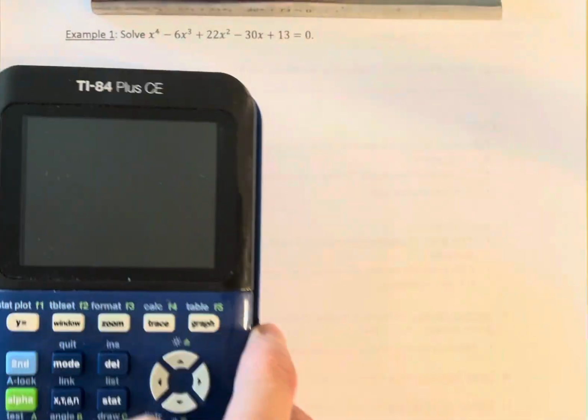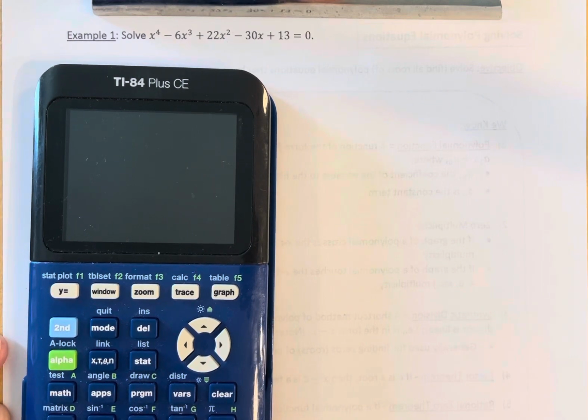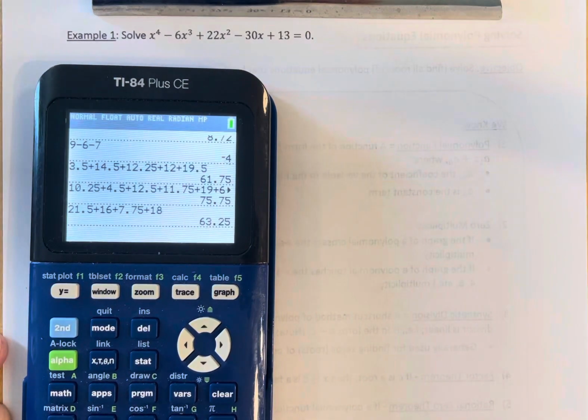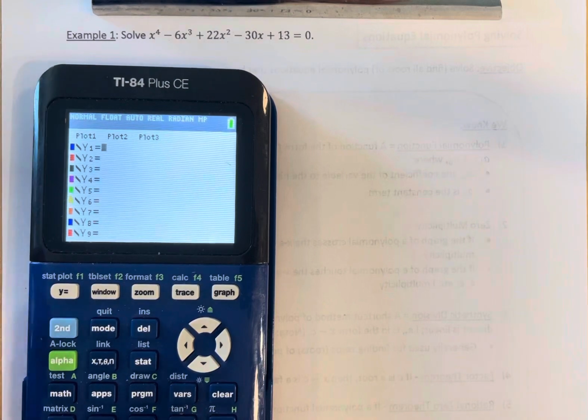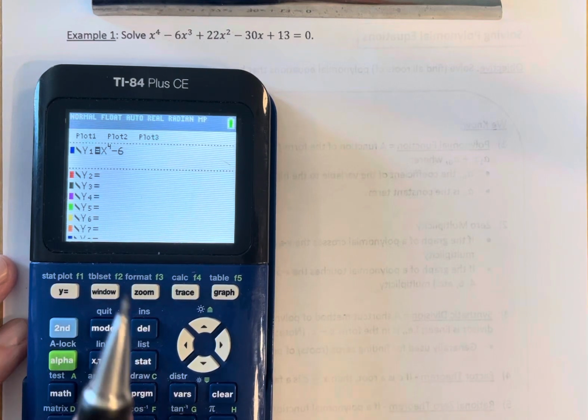Okay, let's take a look at the graph and see if we can find a zero. So go into my graphing device, go to y equals, and let's put it in. x to the 4th minus 6x cubed.